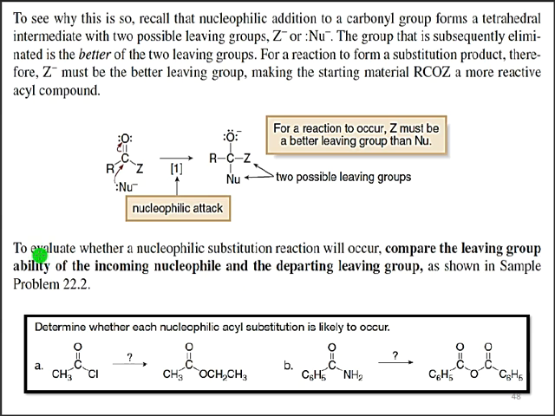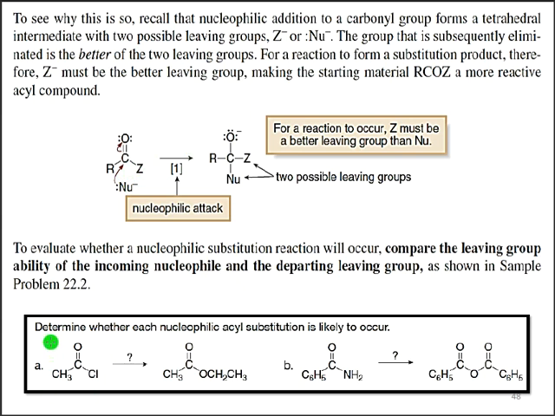Again, to evaluate whether the nucleophilic substitution reaction will occur or not, you have to compare the leaving group ability of the incoming nucleophile and the departing leaving group. Now you have to compare this and this. Which one is the best leaving group? If Z is a better leaving group than this nucleophile, that means the reaction will happen. If the nucleophile is a better leaving group than Z, that means the reaction will not happen.